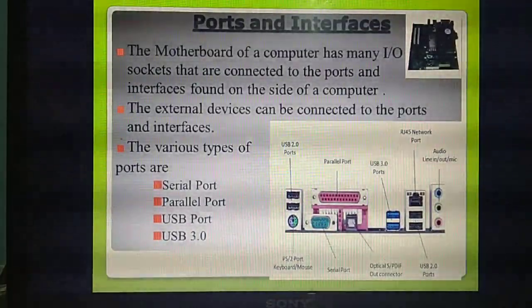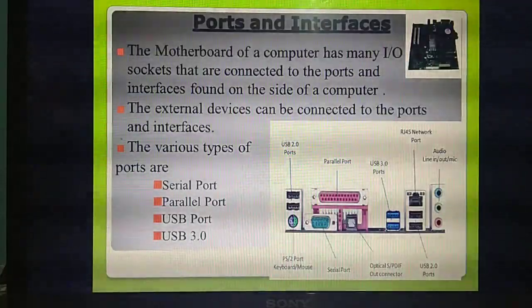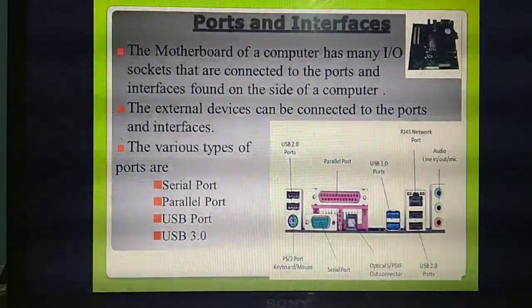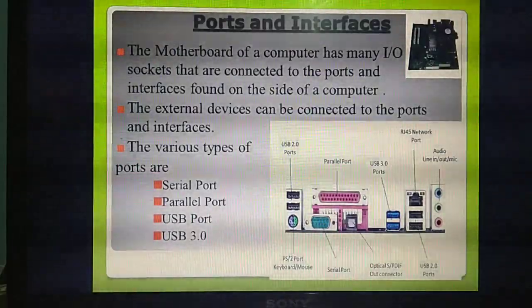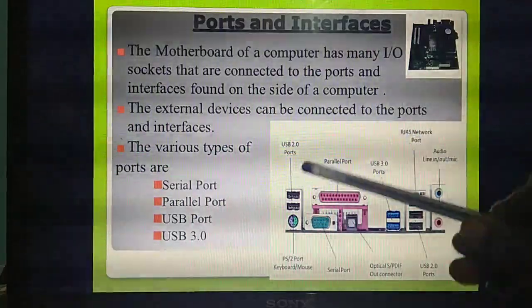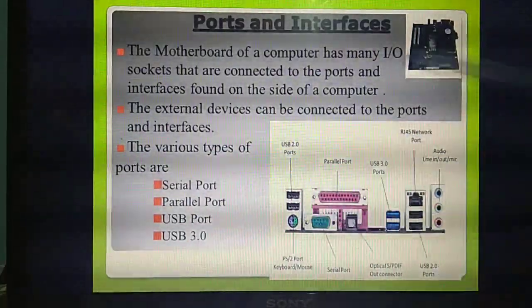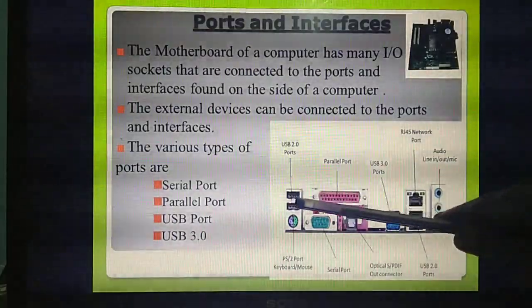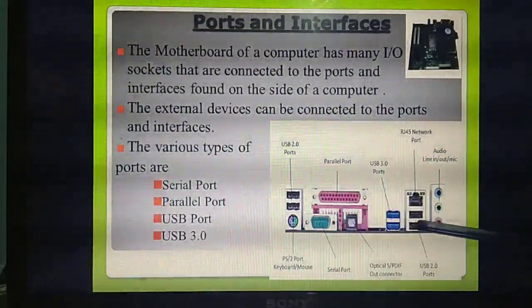Understand? So what are the things you can connect in USB 2.0? Pen drives, cameras, hard disks, mobile phones. This kind of devices you can connect to the USB 2.0 port. Have you seen this black color? Here two ports are there, and then here also two ports are there.